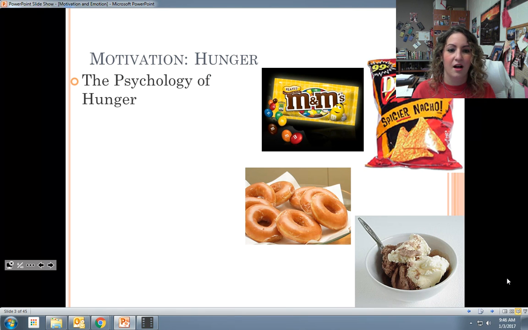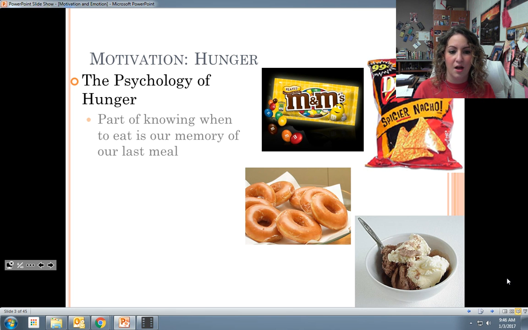Of course, hunger is also psychological. Part of knowing when to eat is the memory of our last meal. There are people that have very poor memory, whether it be Alzheimer's or something else, and either they rarely ever eat because they don't remember to eat. It's not that they're not hungry. Or they eat all the time and become overweight because they don't remember when they ate last, so they feel hungry all the time because they don't remember their last meal.